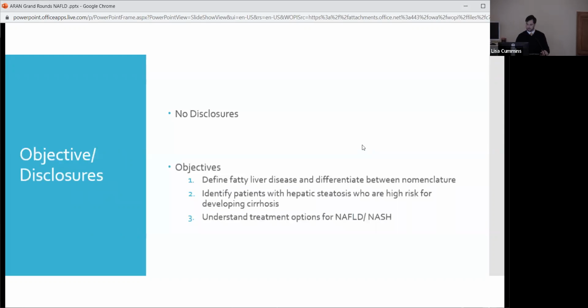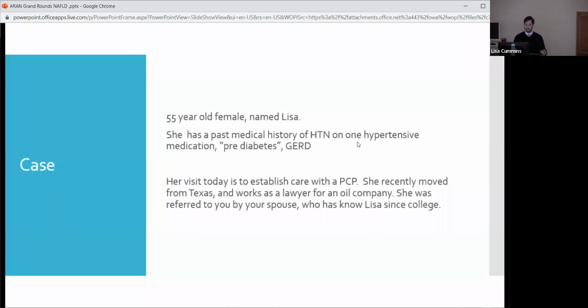All right, disclosures and objectives slide. Everyone's got to have that. No disclosures. No one pays me anything yet. Objectives: define what fatty liver disease is, differentiate between the different nomenclatures, because I'm sure you're seeing a lot of that and it's a little confusing for some people. Identify patients with hepatic steatosis who are at high risk of developing cirrhosis, because that's really what we're trying to prevent, and understand treatments for fatty liver disease, NAFLD, NASH, etc.